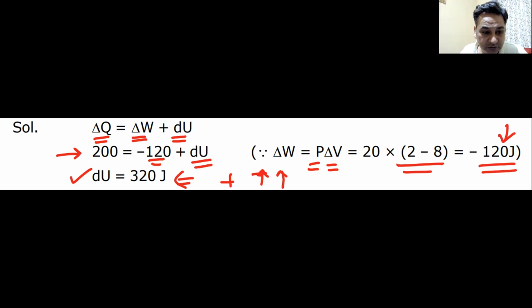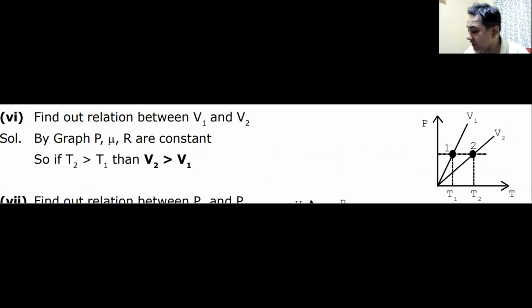And the next one is not a surprise. It is the next one in your sheet. This is question number 6. Find out the relation between V1 and V2. Basically, when they say find out the relation, they mean which one is more, either V1 or V2. And I am waiting for your answers. Which one is more, V1 or V2?